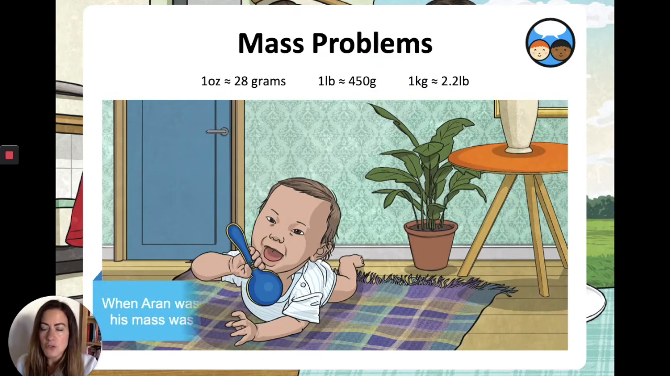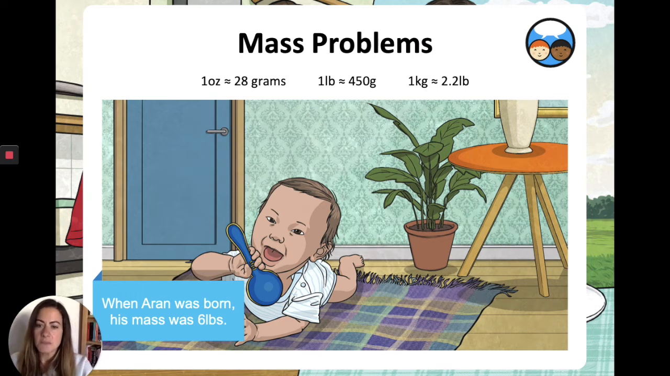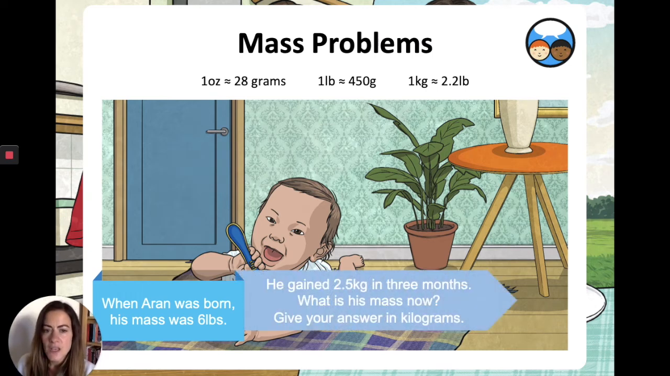I want to see if you can have a go at this one on your own. It says, when Aaron was born, his mass was 6 pounds. He gained 2.5 kilograms in 3 months. What is his mass now? Give your answer in kilograms.